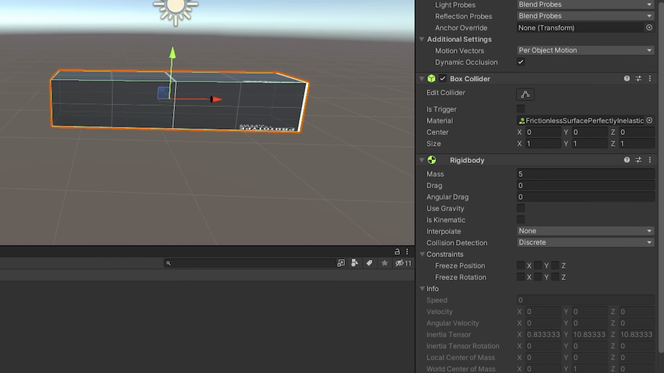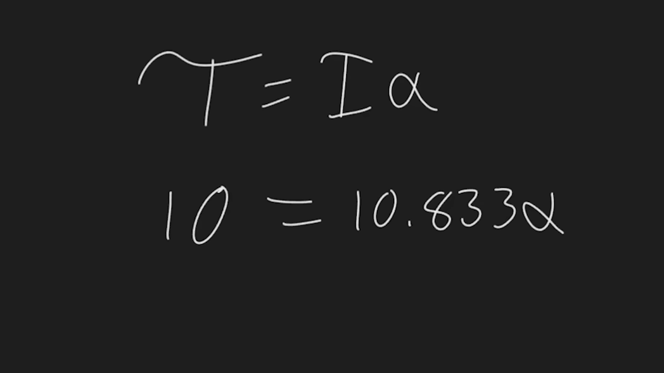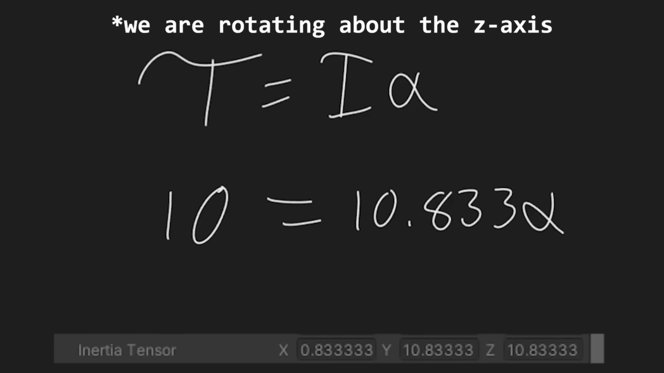So, if a constant torque of 10 newton meters is applied to this 5 kilogram rectangular prism, let's find its angular acceleration. So our torque equals our inertia times our angular acceleration, so 10 equals our angular acceleration times 10.833, and we got that 10.833 value from the inertia tensor. So, alpha is going to equal 0.923 radians per second squared.